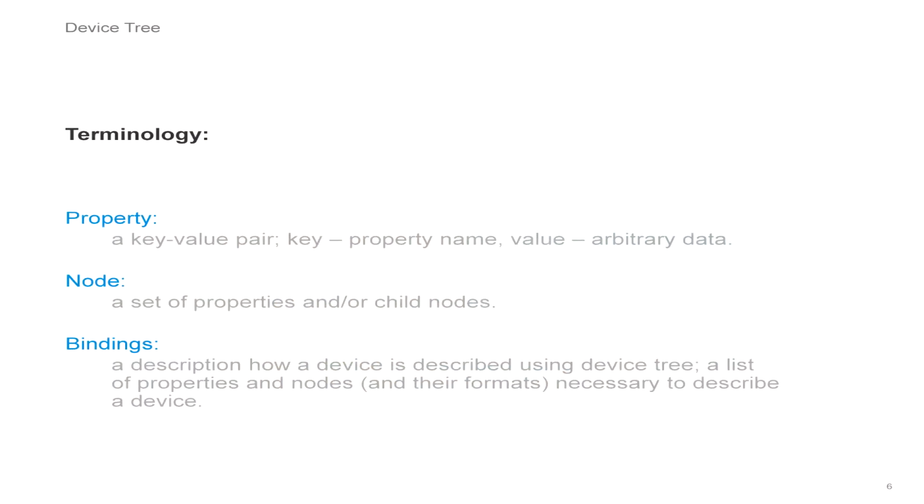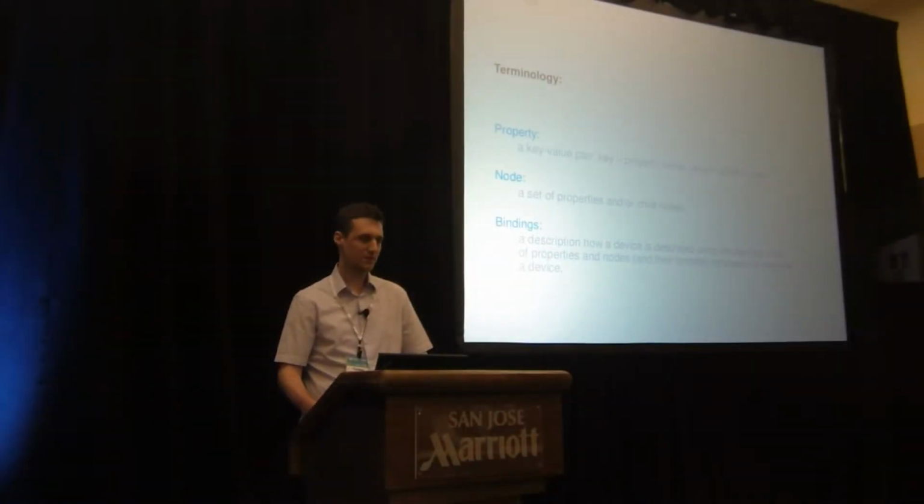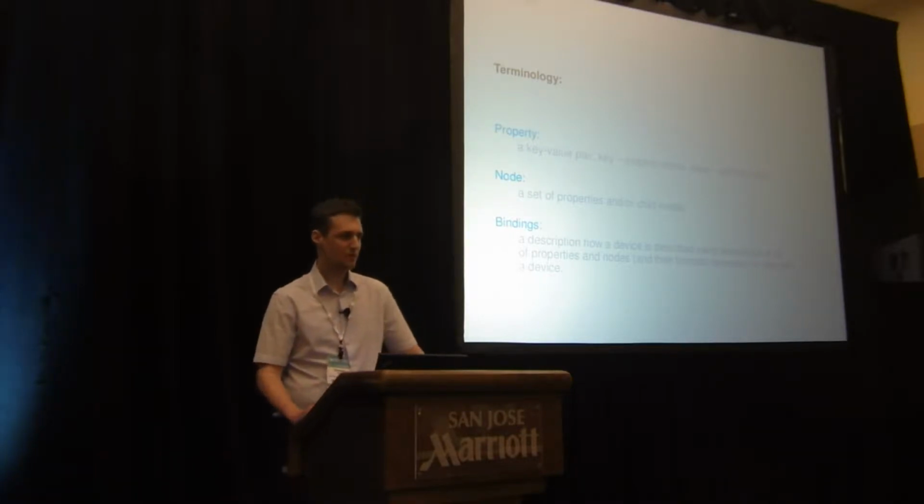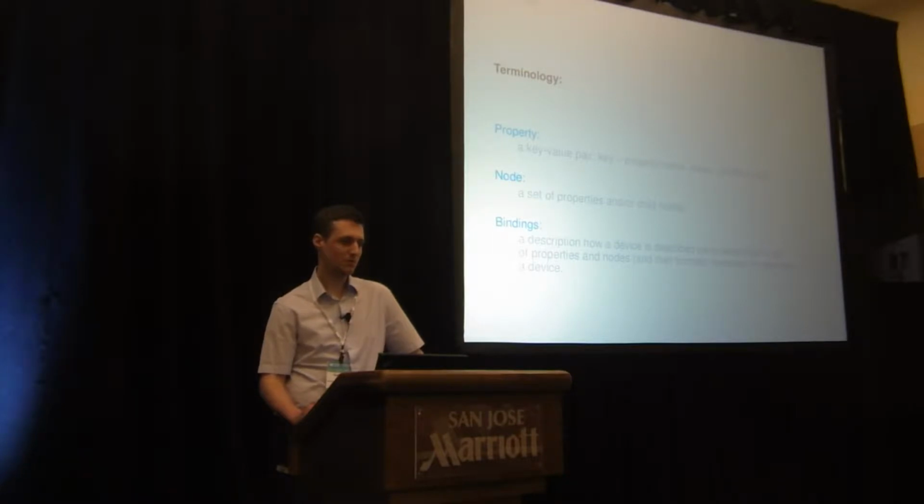Then there are bindings. Bindings are a description of how a device can be described using device tree. Basically, bindings define the way the operating system should read the device tree to get all the needed information about the device. There is a special kind of property called compatible. It is a string that determines the binding to use for a particular device.